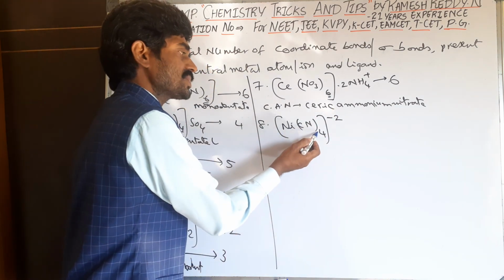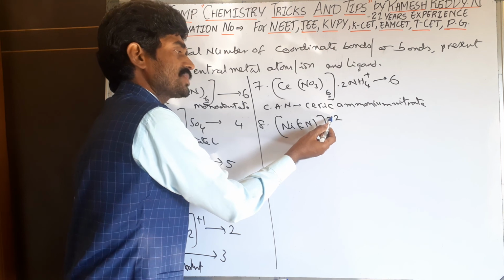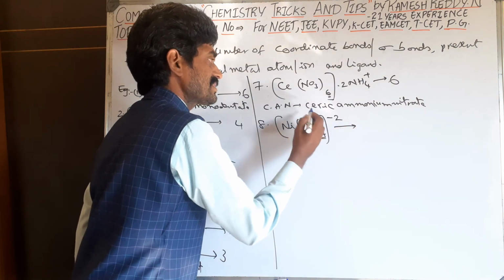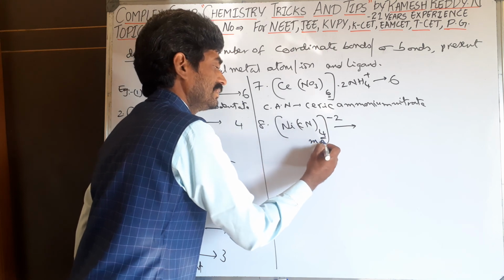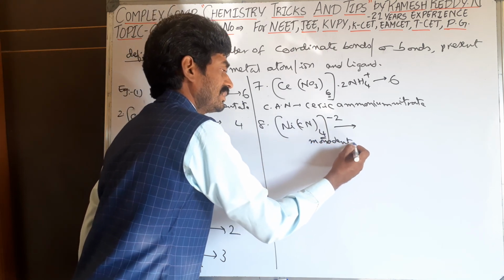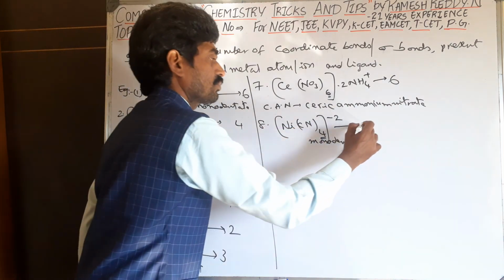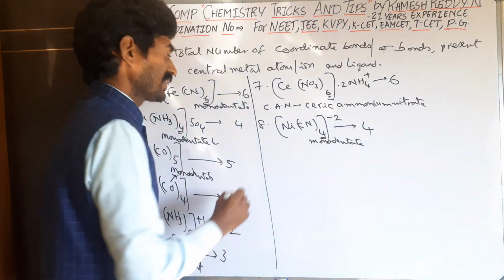Right. Next one. Take here nickel, CN taken 4 and it carries minus 2 charge. So it is minus 4, minus 2 will come this side, plus 2, nickel is plus 2, the oxidation number. And here cyanide is a monodentate ligand. So it can form 4 coordinate bonds. So the coordination number is 4.